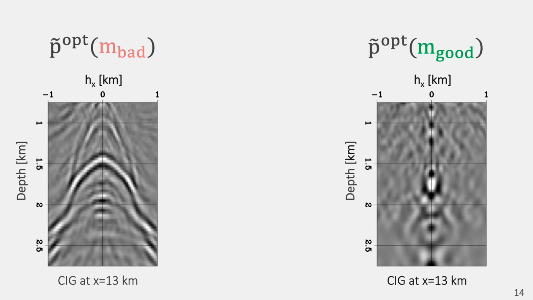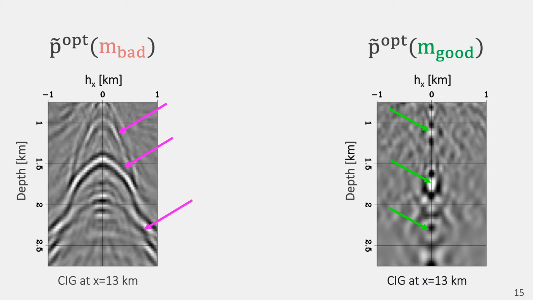Let's now rename both panels. On the left, we're going to call it p tilde optimal of M bad, and on the right, p tilde optimal of M good. And as expected, by comparing the two panels, we can see that the events corresponding to the same reflections in the data are mapped differently in the extended space.